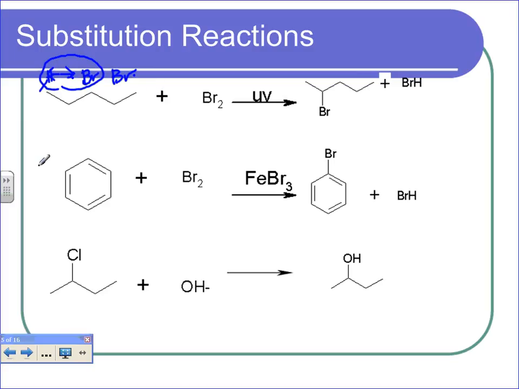Now, aromatic hydrocarbons will also undergo a substitution reaction. And that might seem unusual at first because it does have the double bond, so you might wonder, why doesn't an addition reaction occur? The reason an addition reaction doesn't occur is because of the unusual stability of this aromatic hydrocarbon. This alternating double, single bond system is very, very strong and it cannot be broken, if at all possible.